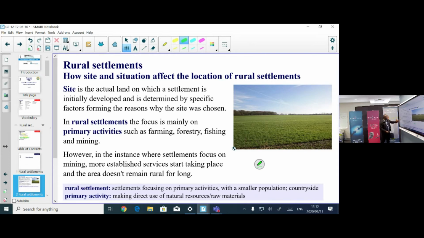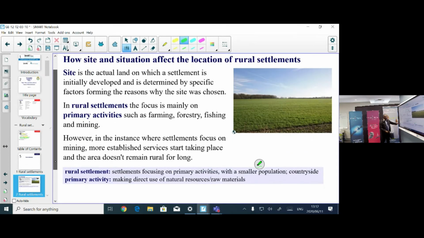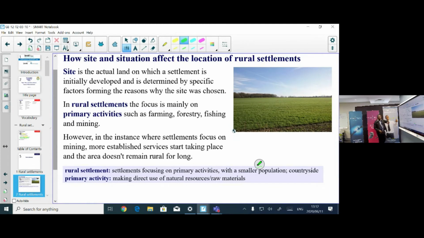So we have got definitions here underneath, as I was telling you yesterday, that you always have to take note of these definitions at the base of our slides. Rural settlement: these are settlements that are focusing on primary activities with a smaller population in the countryside. Primary activity: this is the making direct use of natural resources or raw materials.